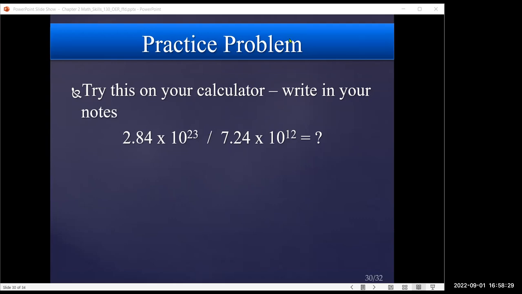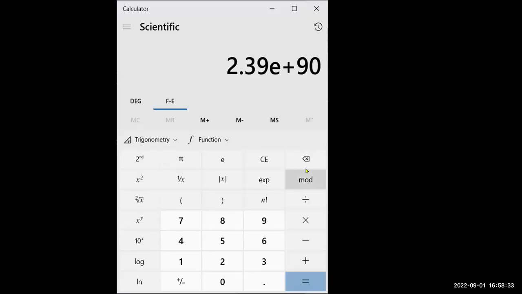Now I'm going to share the calculator. Let me clear it. All right, so the first one was 2.84. Oh, went too many. My mouse is not cooperating. 2.84. I hit the scientific notation button. Oh, let's clear that up again. 2.84. Then the EXP button.